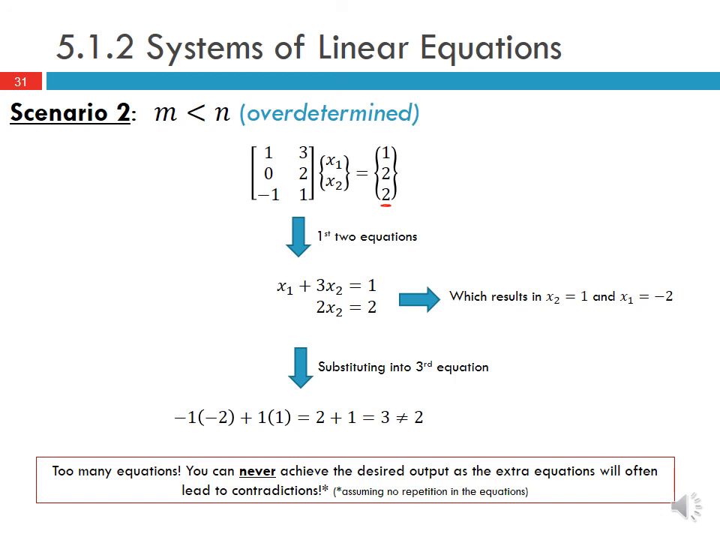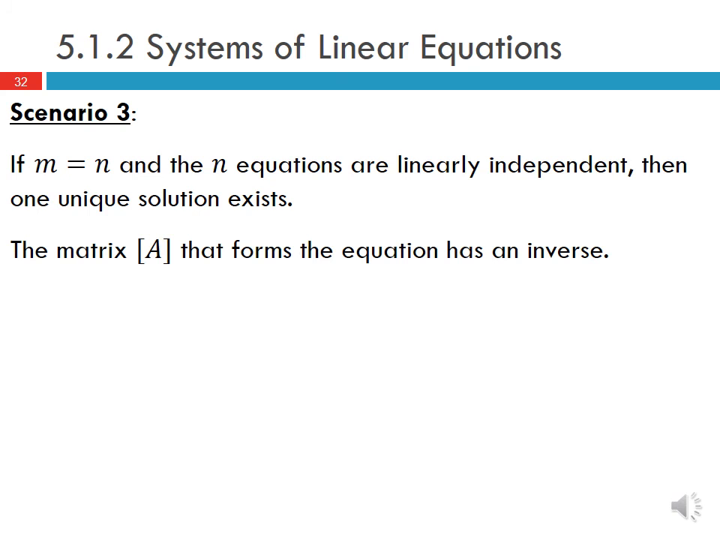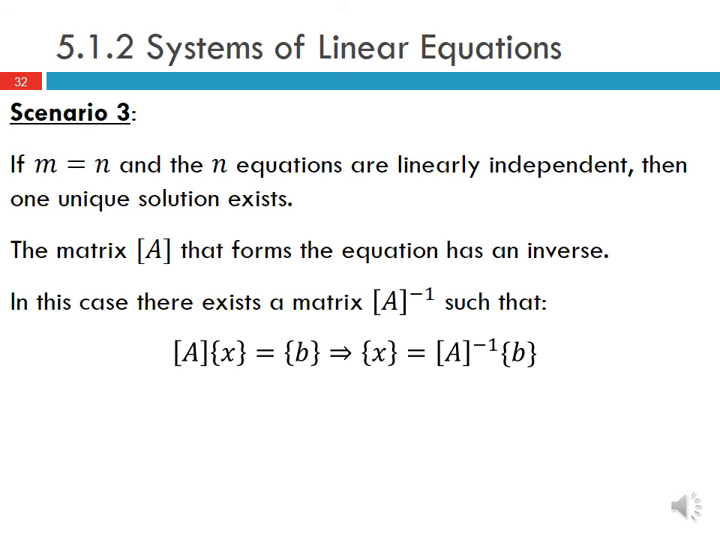As we said, for this to be the case, the equations have to be linearly independent. Scenario 3 is if m equals n, and the n equations are linearly independent, then one unique solution exists. So the matrix A that forms the equation has an inverse. What this means is that there exists a matrix A to the power minus 1, which is called A inverse, such that AX equals B can be rearranged to say that X is equal to A inverse times B. So I can find a unique solution for X using this inverse.